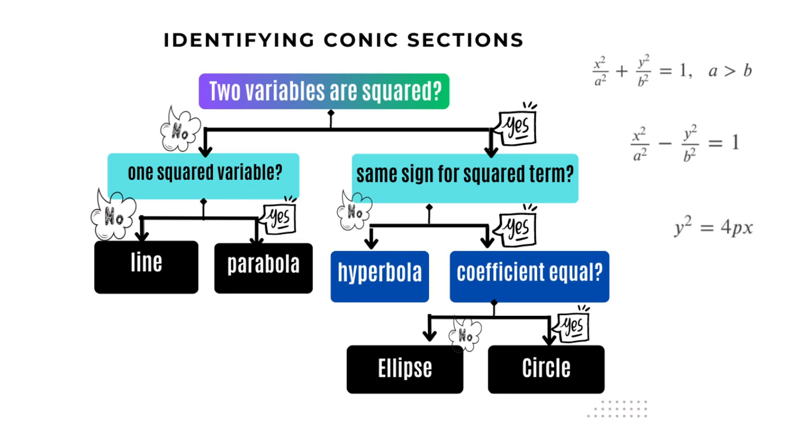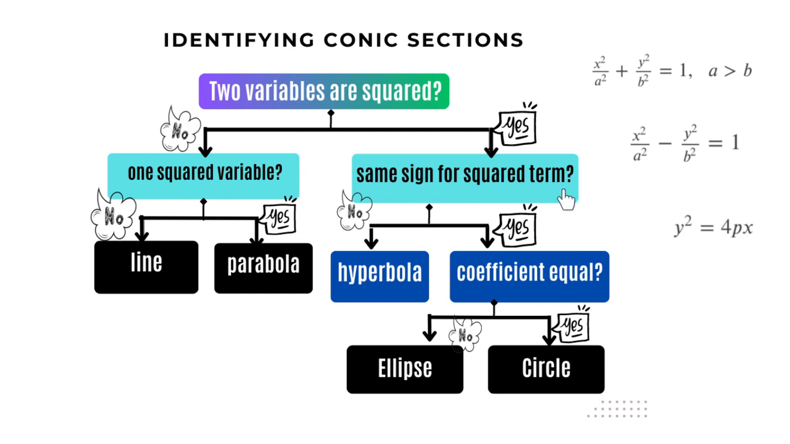Now let's learn a technique or procedure to identify the equation of conic sections. There are three equations given here. We need to identify whether each is an ellipse, parabola or hyperbola. First we will check how many variables have square terms. First equation, both x and y are squared. Second equation also, both x and y are squared. So the first question is, are two variables squared or not? Our answer is yes. So we will go here and check.